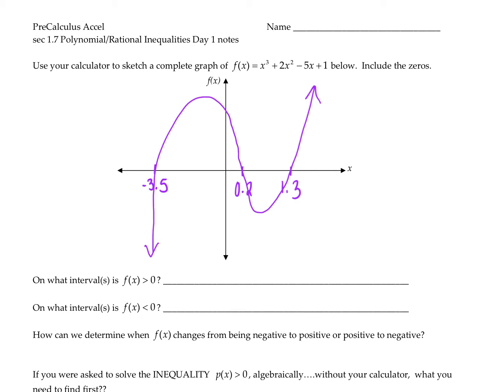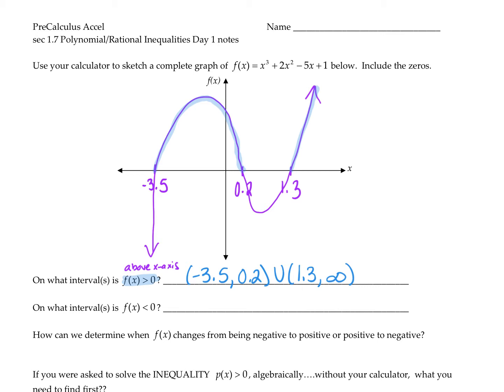So now it says, for what interval is the function greater than 0? Meaning, when is it above the x-axis? Because that's when we'd have greater than 0. So it's above the x-axis from here to here, and from here to here. So if you're going to write that in interval notation, it'd be from negative 3.5 to 0.2 union 1.3 to infinity.